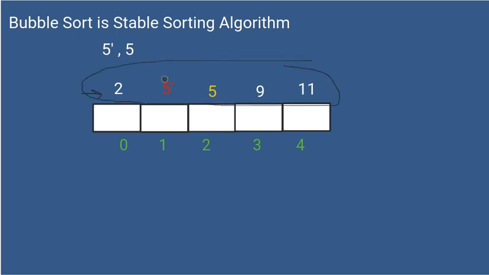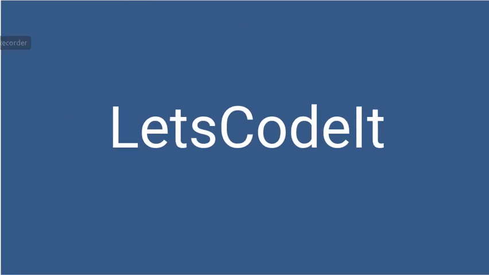So the interesting thing is this red 5 remains before the yellow 5 even after the array gets sorted. So the original relative order of the keys with the same value remains the same even after the array gets sorted. So such kind of algorithm is called a stable sorting algorithm. So bubble sort is a stable sorting algorithm. Okay, so let's code it.